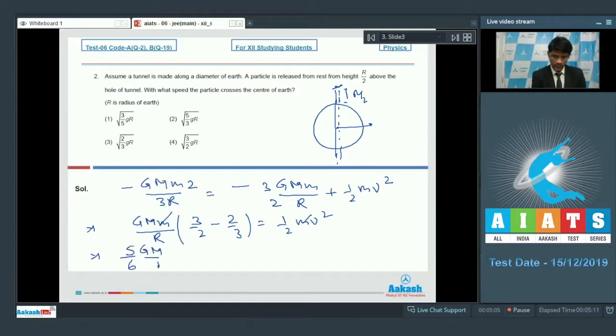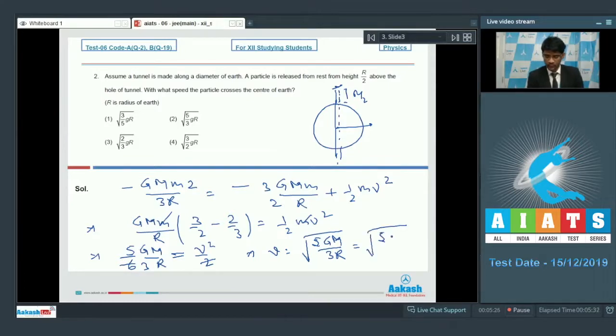5 by 6 g capital M divided by r will be equal to v square divided by 2, or v will be equal to square root of 5 g capital M divided by 3r, or it can also be written in terms of 5 gr divided by 3. Looking at the options, we are getting option 2 as the correct answer for question number 2.